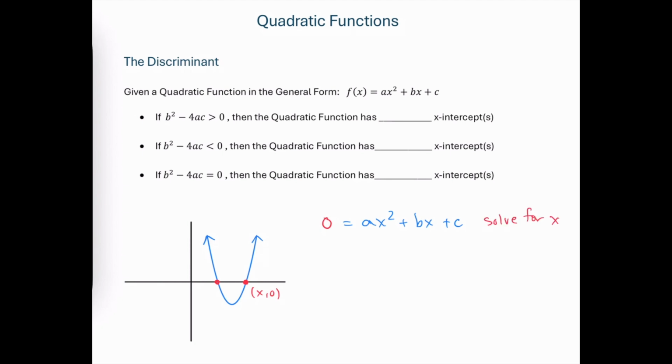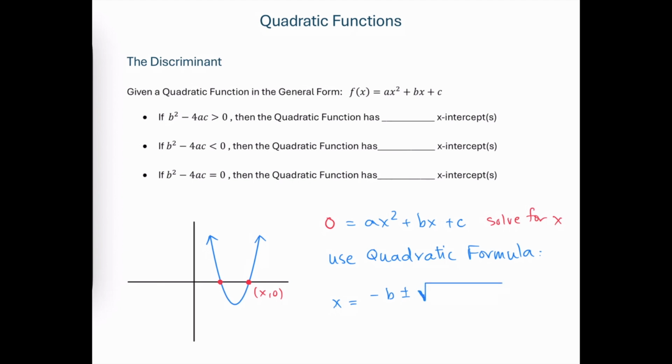and the solution to this quadratic equation set to 0 can be found by using the quadratic formula, which is x is equal to the opposite of b plus or minus the square root of b squared minus 4ac all over 2a. The discriminant is the value that's underneath the radical in the quadratic formula.